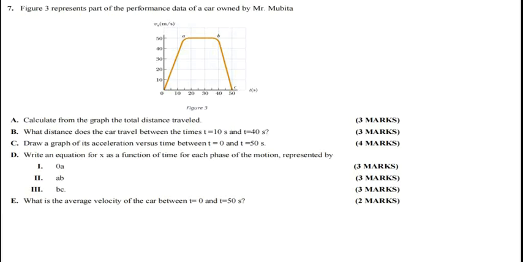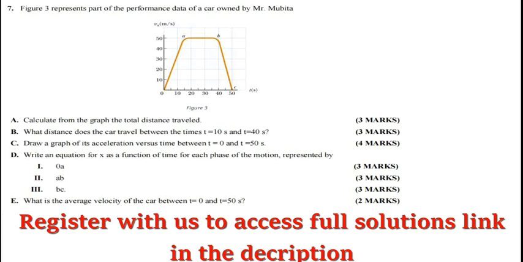Okay, so let's begin our discussion with graphs. The first thing which we're going to talk about is velocity time graph. But before we go to velocity time graph, I think it is important for us first to start with the basics. So I'll start with distance time graph.